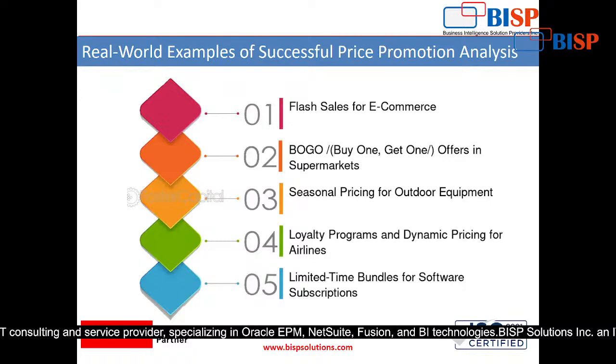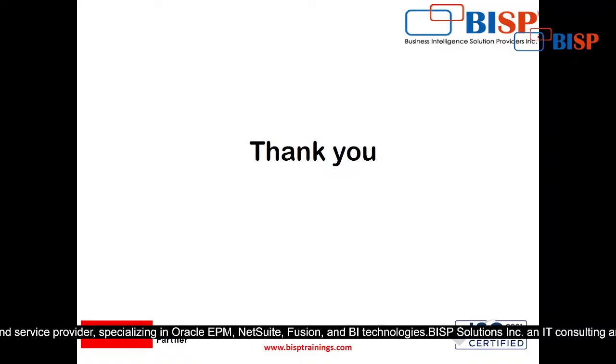Seasonal pricing for outdoor equipment, right? Then you will see loyalty programs and dynamic pricing for airlines. With a loyalty program, suppose you are going with a specific airline, that airline gives you some facility or concession or discount on the ticket. Then limited time bundles for software subscriptions. There are many software subscriptions that offer that if you buy this subscription now, then extra 2 months of benefit will be given to you. So these are some examples, right?